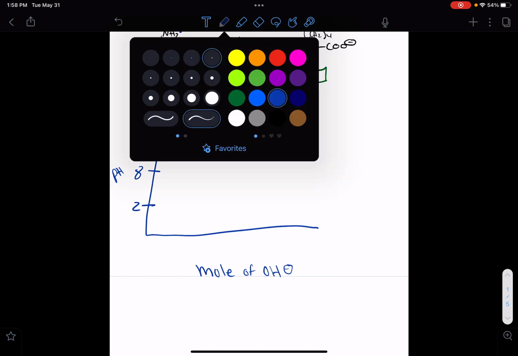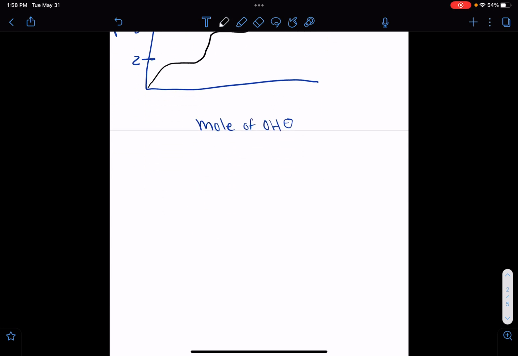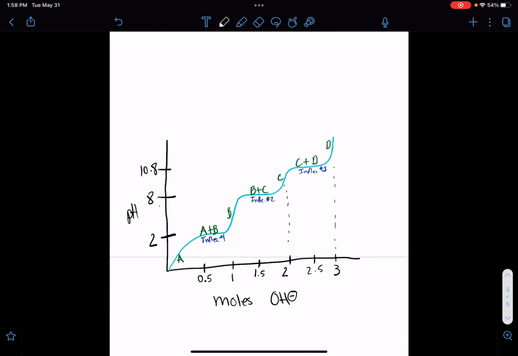So let's just draw the line first. We know we're going to start here, up, up, up, and then we get here, up, here, up, here, and then up. So we're going to end up like this. I also drew the graph under, so I want to peek at it real quick.